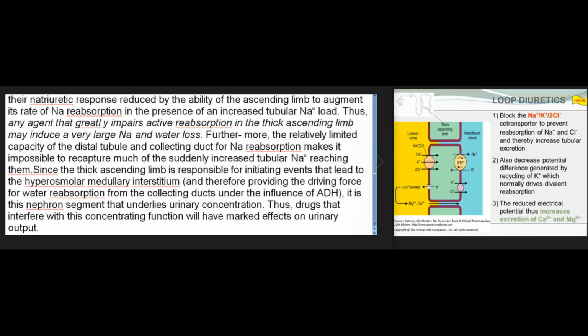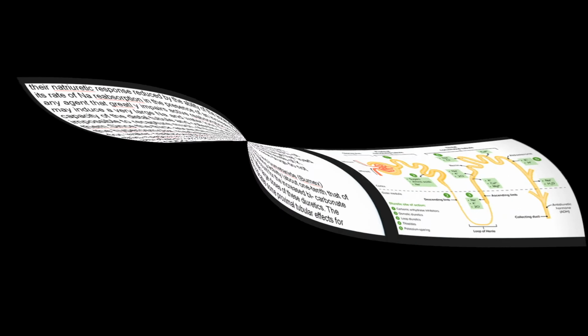Since the thick ascending limb is responsible for initiating events that lead to the hyperosmolar medullary interstitium, and therefore providing the driving force for water reabsorption from the collecting ducts under the influence of ADH, it is this nephron segment that underlies urinary concentration. Thus, drugs that interfere with this concentrating function will have marked effects on urinary output.